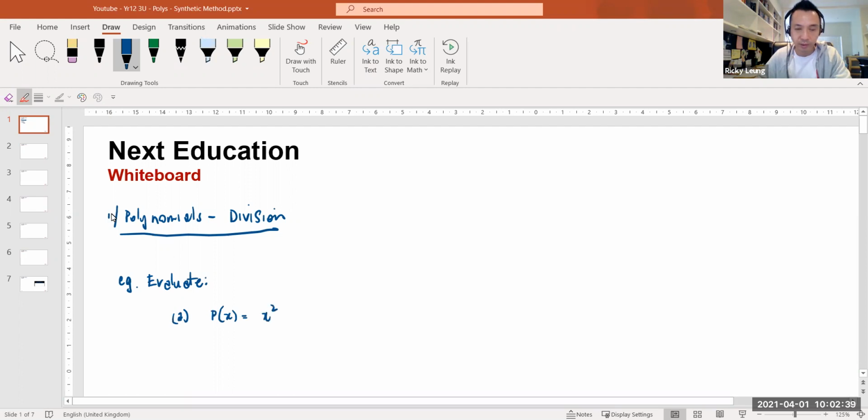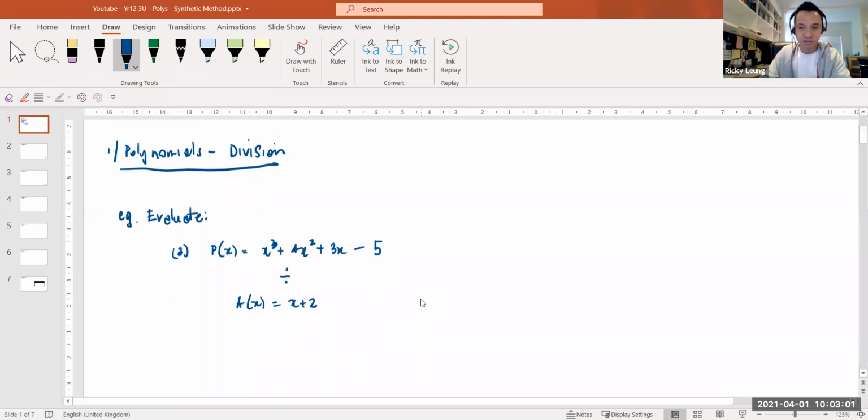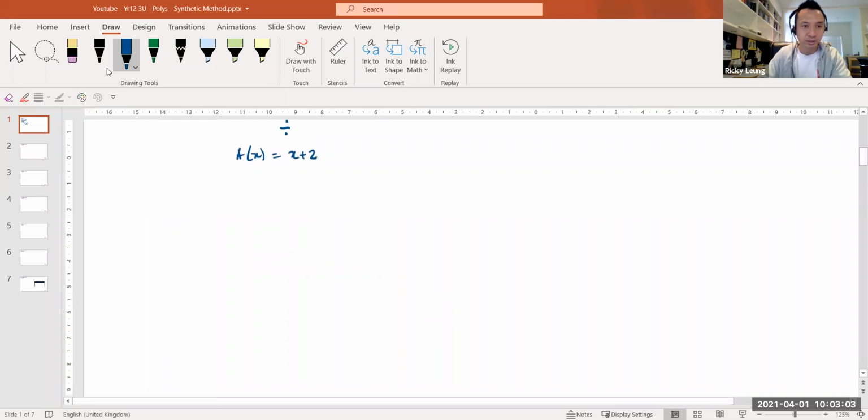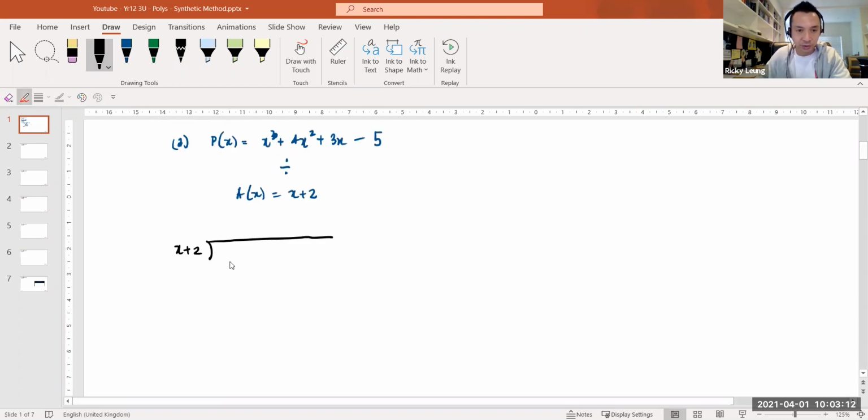I'll give you a polynomial, x cubed, let's do a cubic, x cubed plus 4x squared plus 3x minus 5. If I ask you to divide that by, let's say, a divisor of a(x) equals x plus 2, right? So if you were to do this using the old method, let's do it quickly. You basically set it up where the divisor, or a(x) in this case, divides into the given polynomial, which is x cubed plus 4x squared plus 3x minus 5.